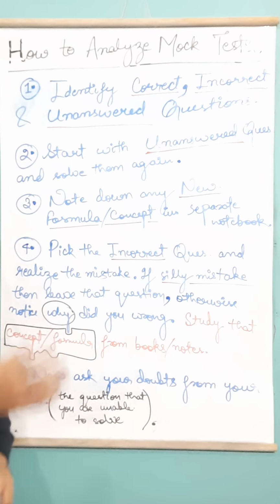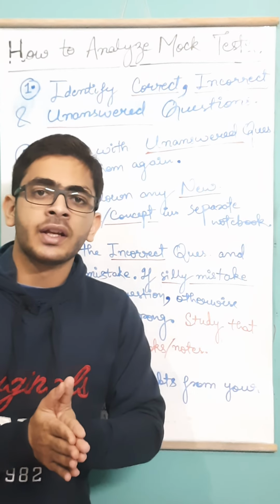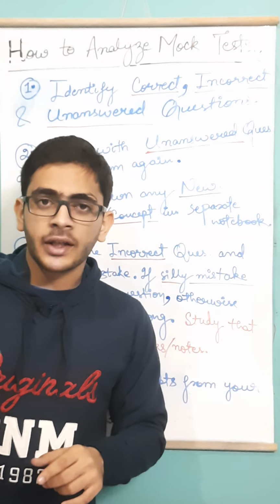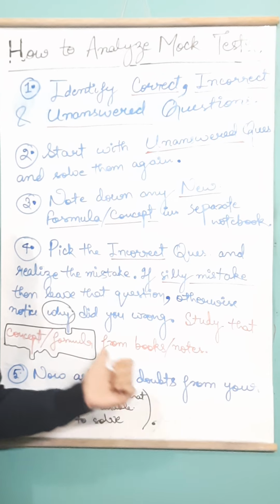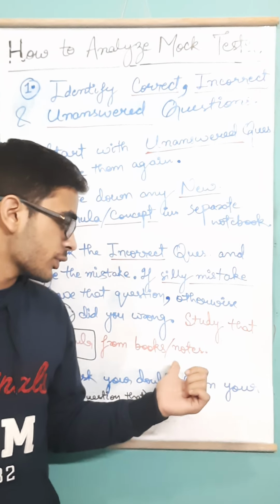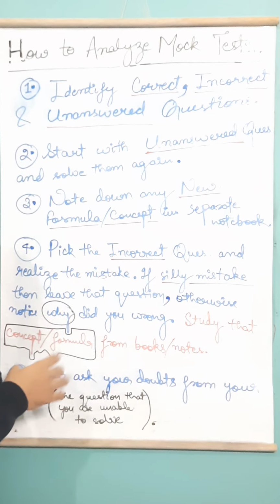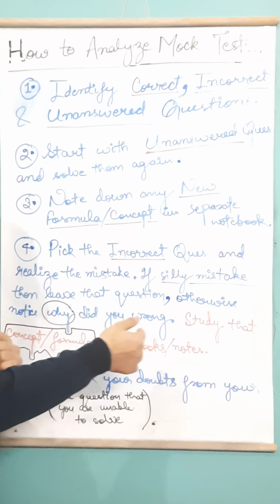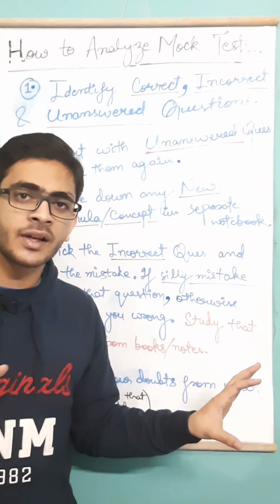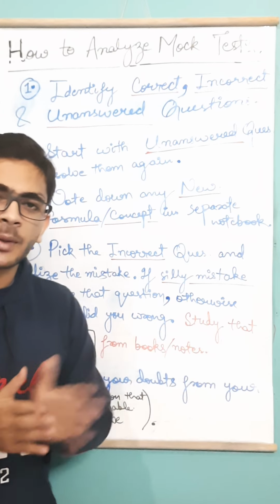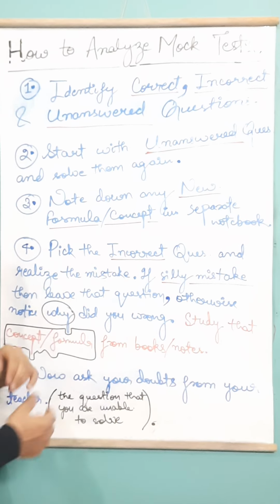If it is a particular concept that you have already learned in your coaching, in your school, or if you are a self-study guy, and you have gone wrong in that particular concept, the only solution is to study that concept or formula from the books and notes, whatever books or notes you have been provided, notes by your coaching teachers or self-study books. That's the only solution if you are not able to do the incorrect questions due to not remembering the formula, not remembering the concept, or applying the wrong formula.